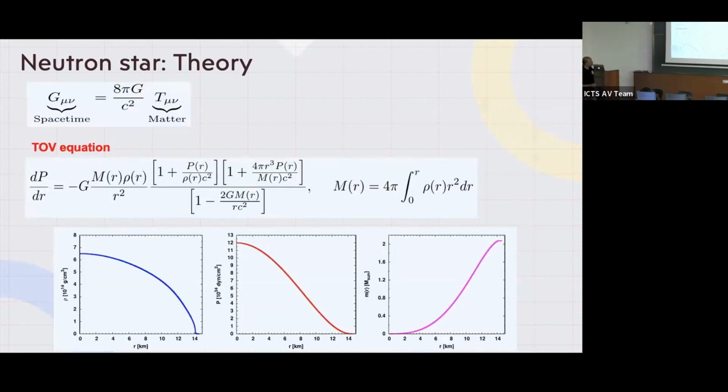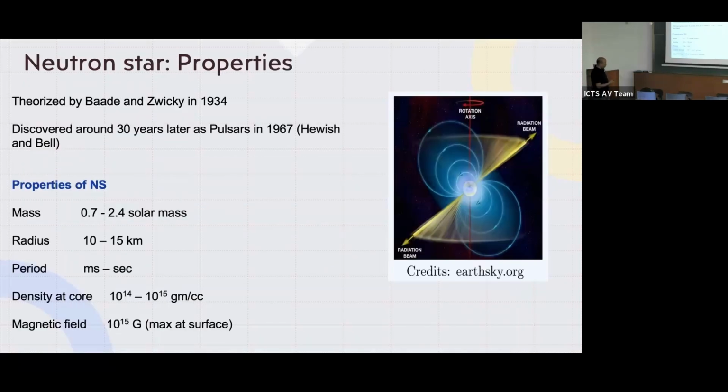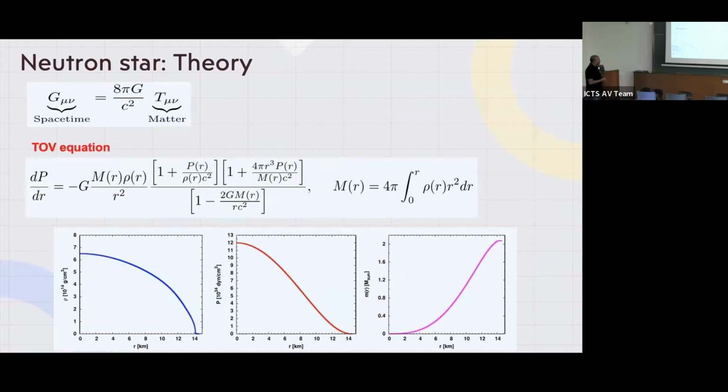So let us go back to the theory to have a recap. As you can see, neutron stars are such a compact object that they cannot be described by the normal Newtonian theory or the normal theory of hydrostatic equilibrium.